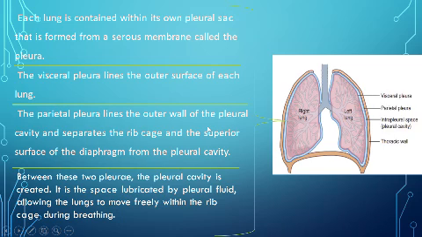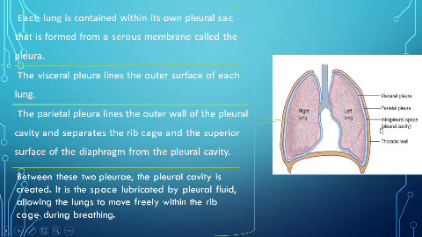The parietal pleura lines the outer wall of the pleural cavity and separates the ribcage and superior surface of the diaphragm from the pleural cavity. See the parietal pleura. Between these two pleura, the pleural cavity is created. It is a space lubricated by pleural fluid, allowing the lungs to move freely within the ribcage during breathing.